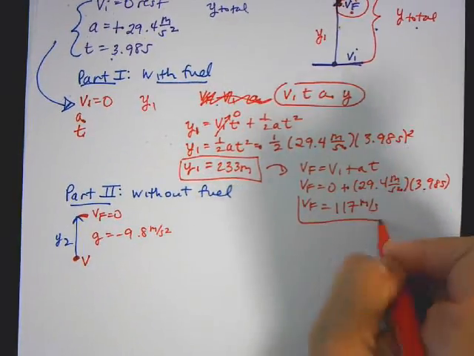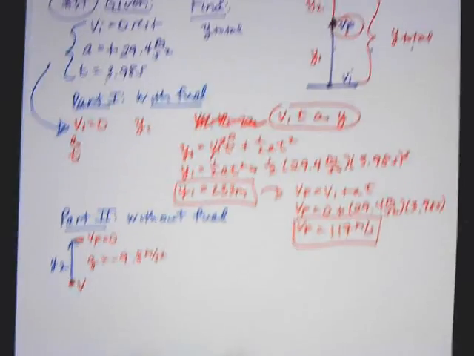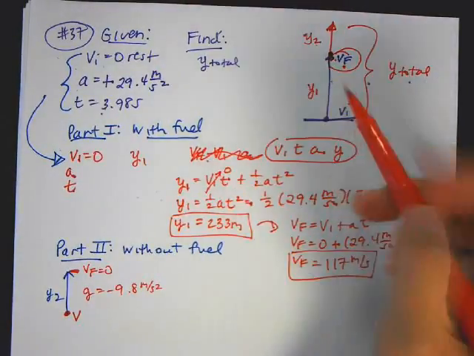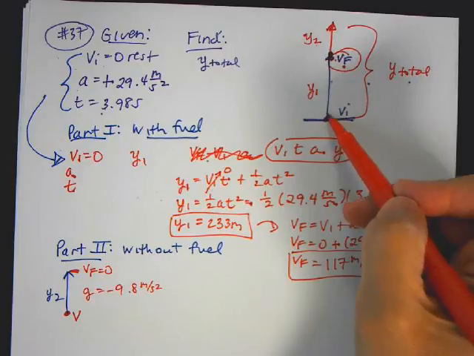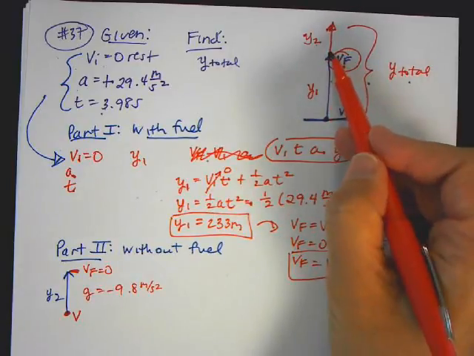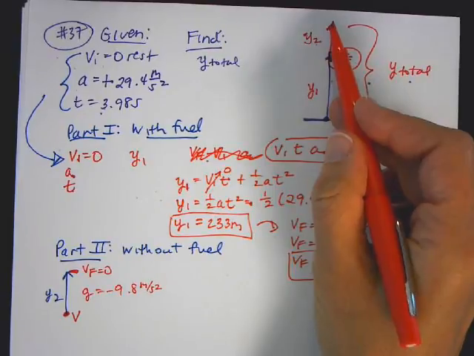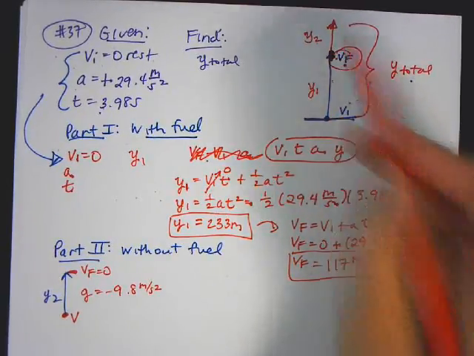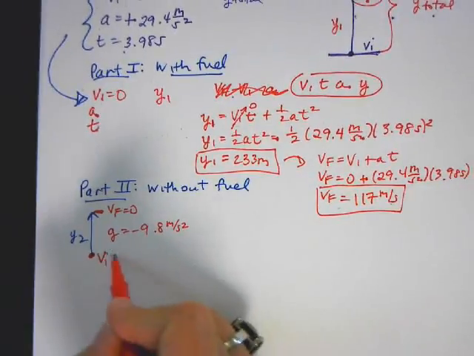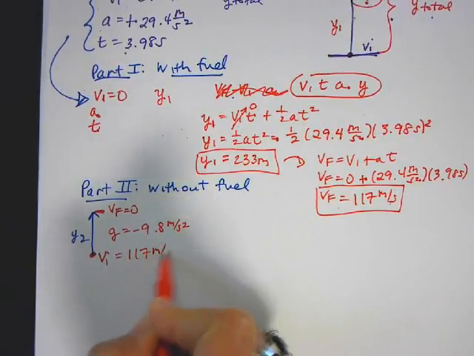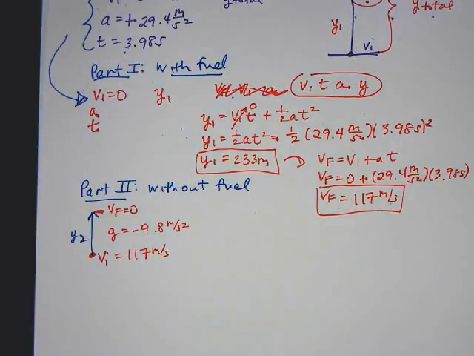So when it had fuel, it started off at 0. It was going up, and at this point, the velocity was 117 meters per second, and then it ran out of fuel. So now, as it's going up, it doesn't have any more fuel. It starts off here now, VI is 117, gravity's pulling it down, and then when it gets to its maximum height, the velocity is 0.